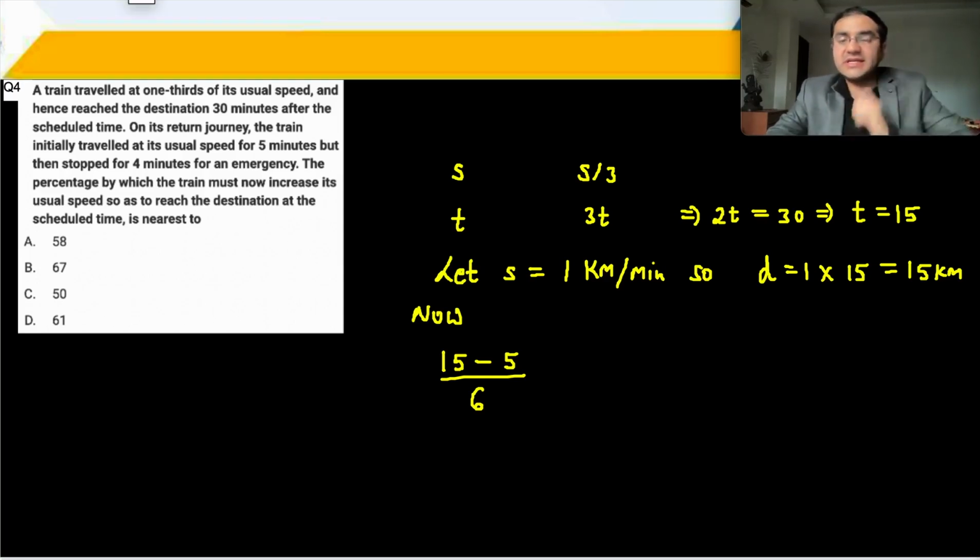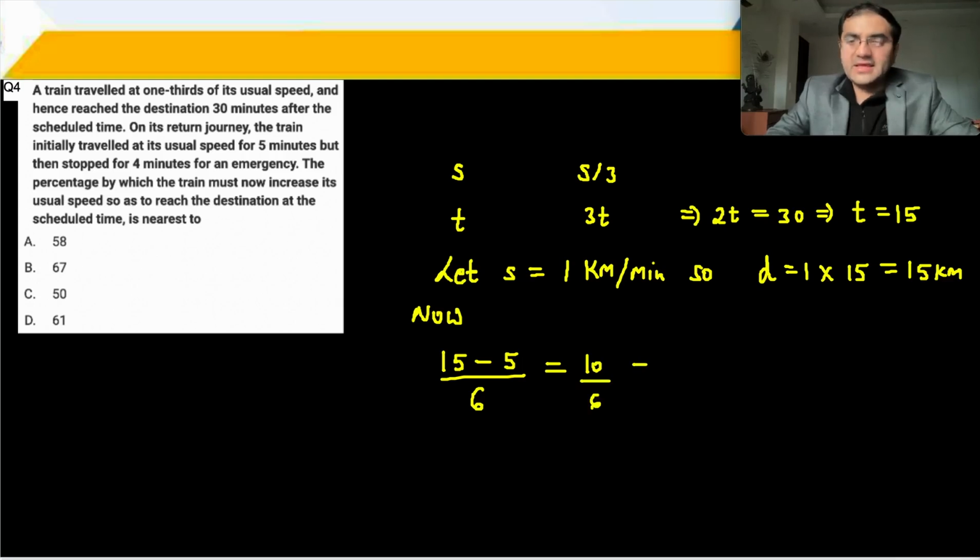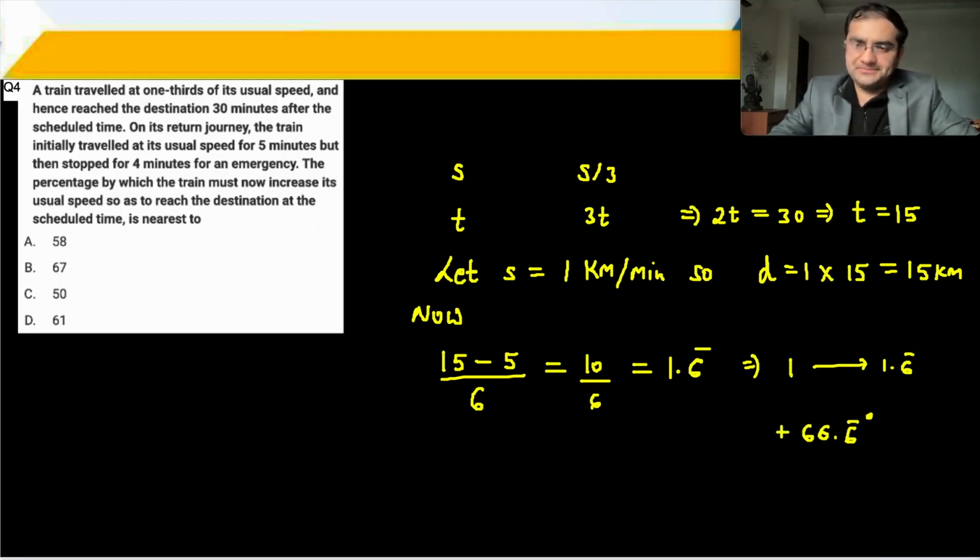So distance 10 kilometers upon time 6 minutes gives you 10 upon 6, that's 5 upon 3. That is 1.6 bar kilometers per minute. Okay? Initial speed was 1, now it's 1.6 bar. So from 1 to 1.6 bar, find out the percentage change, that's 66 2/3%. And your answer is nearest to 67, and that is the answer.